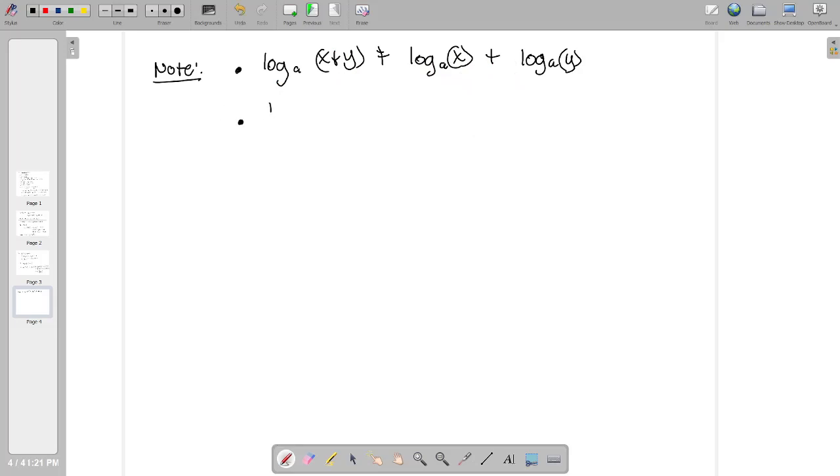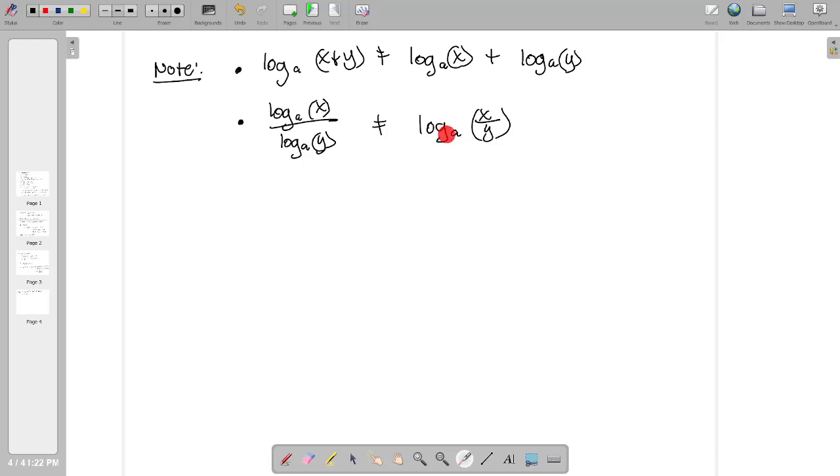Number 2, log base a of x divided by log base a of y is not equal to log base a of x divided by y. These are two separate logarithms. Yes, they have the same base, but they are separate logarithms, so they are not the same. We cannot go from this to this.